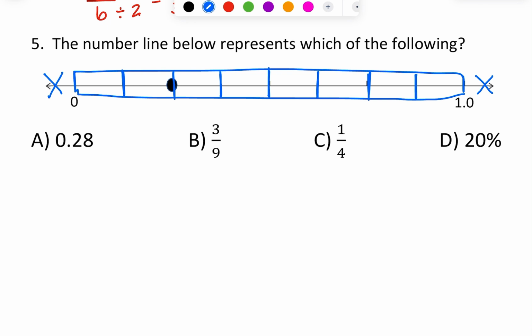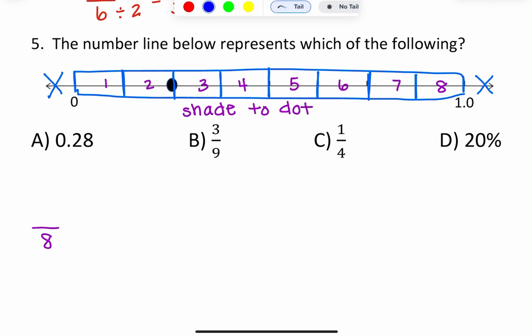I can write down my total. So I have 1, 2, 3, 4, 5, 6, 7, 8. So my fraction, the total is 8. So now this is the important part. We shade to the dot. So wherever our dot is. So in this problem, my dot is right here. So when I am going to fill in my number line, I'm going to fill in the entire first box and then the entire second box because that's where my dot is.